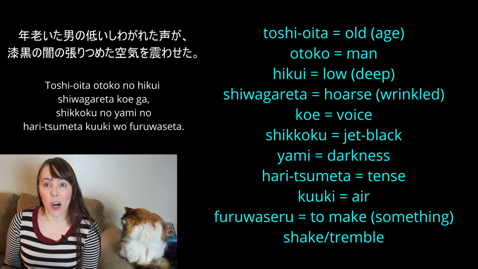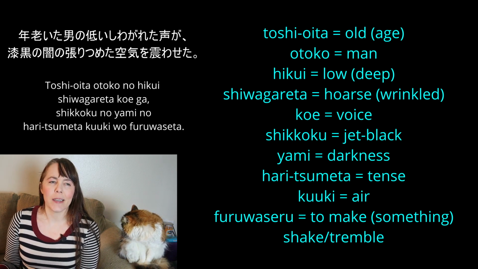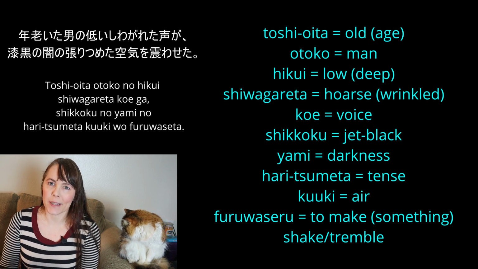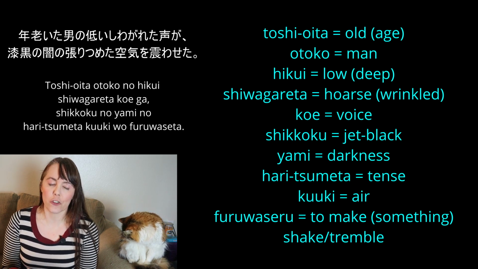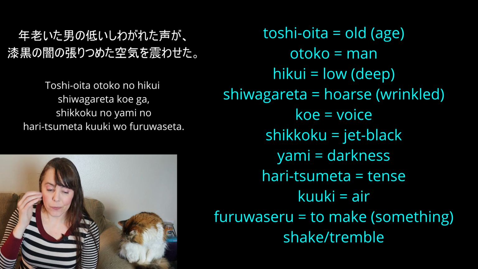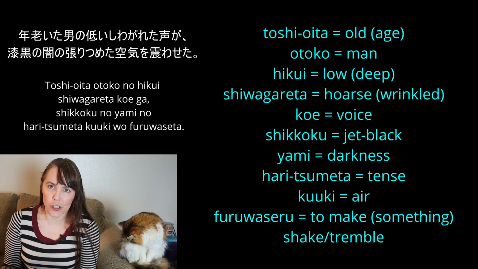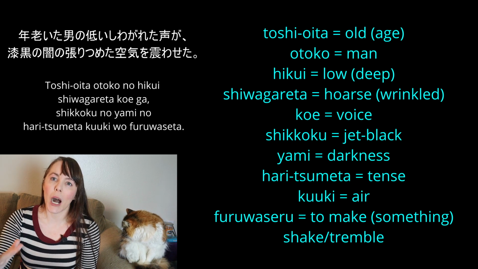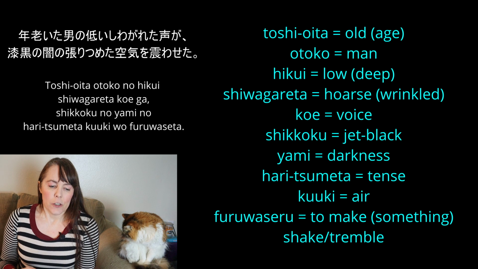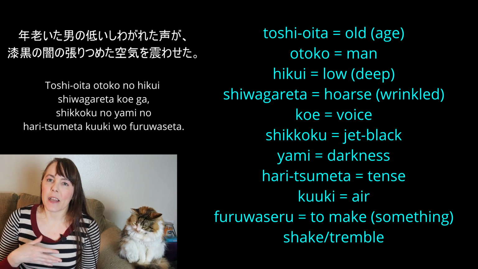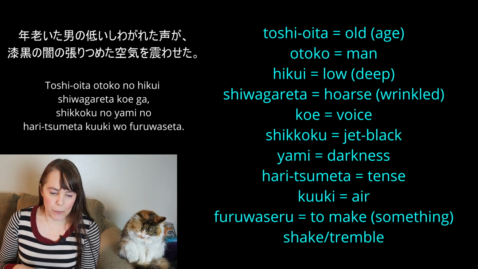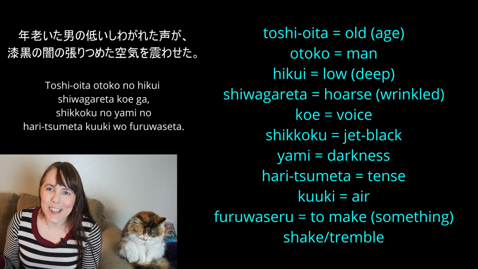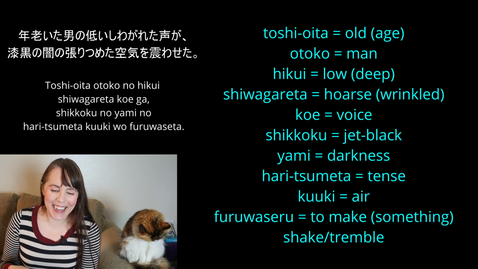So furuaseta is the causative form of, it's to make someone shiver, quake, tremble, shake. Furueru is just to shiver, tremble, quake. But furuaseru is to make, to cause something else to shiver, tremble, or quake. So this old man's voice is making the jet black darkness quake. That's basically what this means. That's not a good translation, by the way. It's just what it means.